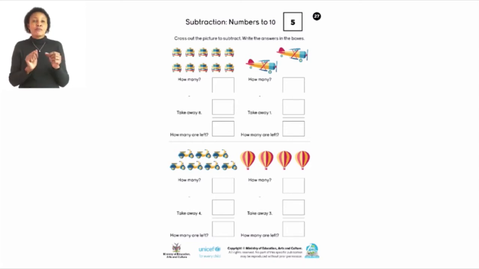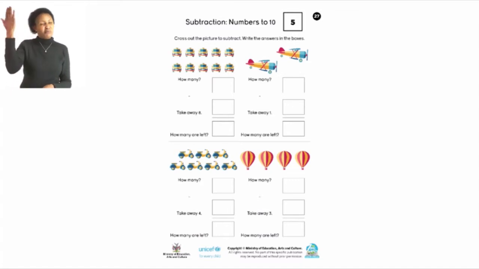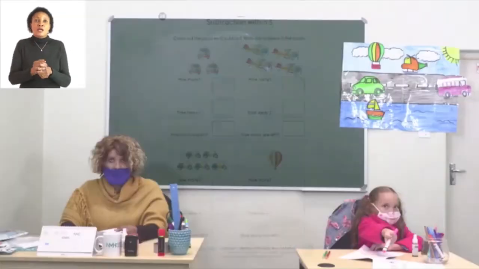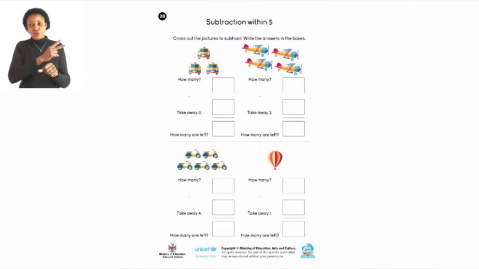Oh, you are so clever. Now I want you to do the next one and the others by yourself at home, because I know you have done it before and you will do it perfectly. If you need assistance, ask mommy and daddy to help you. Let us go to page 28. Turn to page 28.